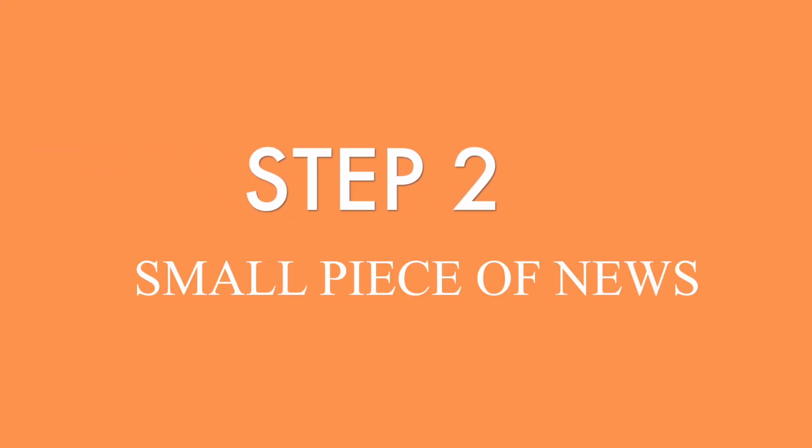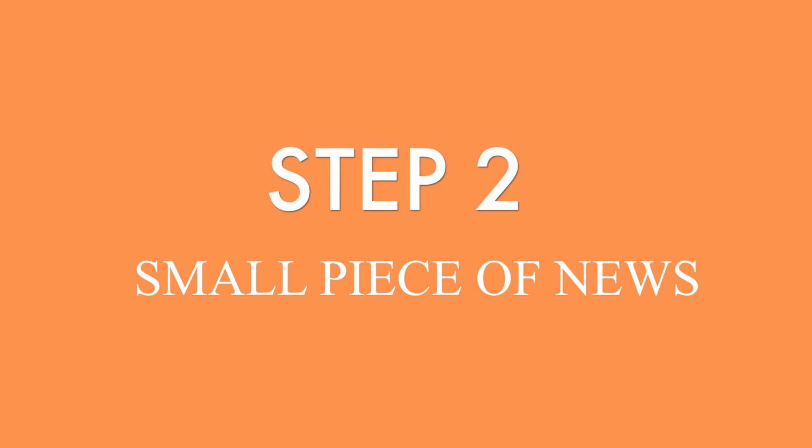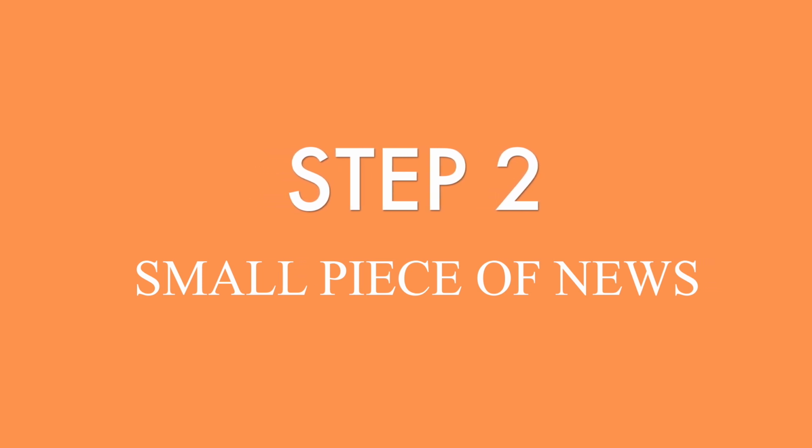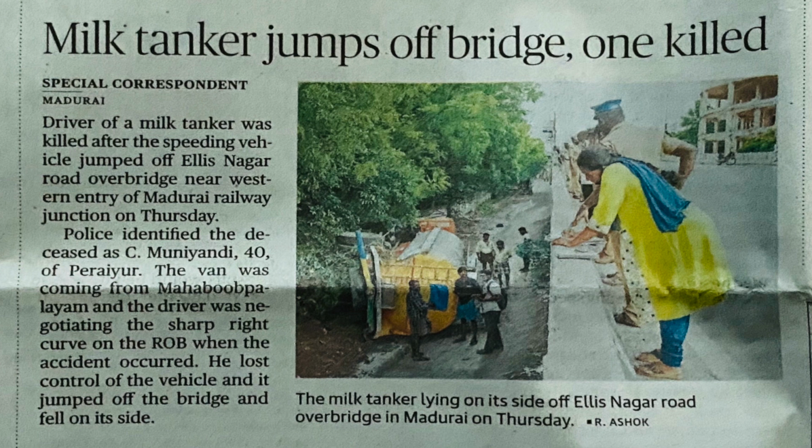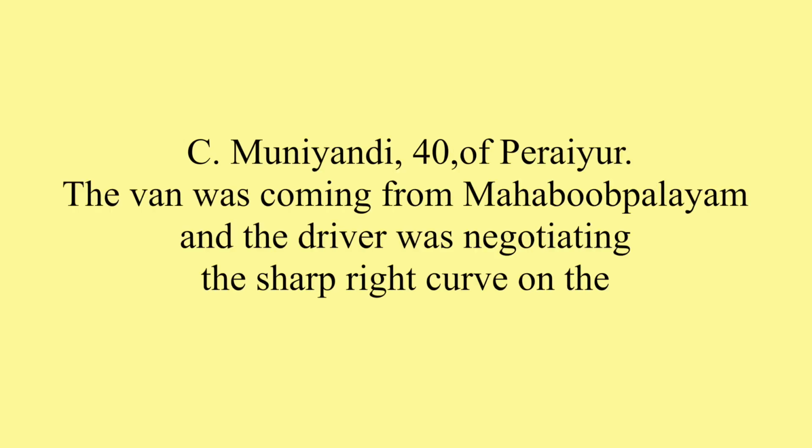Step number 2: select a small piece of news. Here in the middle of page number 3: milk tanker jumps off bridge, one killed. I'm going to tell the story without reading a single piece of the news. C. Muniandi, 40, was driving a milk tanker. He attempted to travel or drive. Here the word negotiate is given. It comprises multiple meanings: compromise, manage successfully.